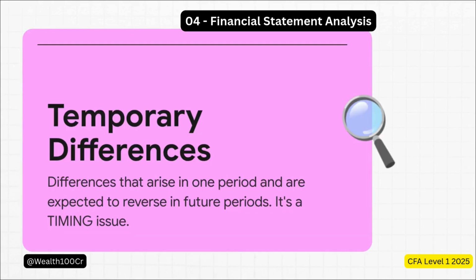Okay, now for the fun part. This is where most of the action is. We're talking about temporary differences. And if you remember one word for this, make it timing. It's all about timing. It means something gets counted in one year for accounting, but in a different year for tax. The key is eventually, over the long run, it all washes out. But in any single year, you've got a mismatch.